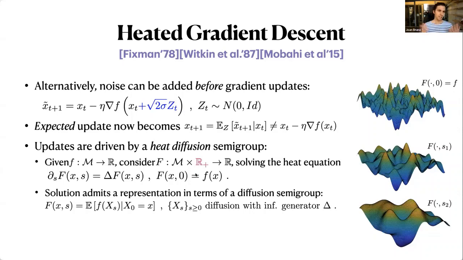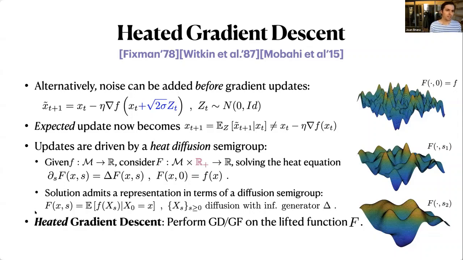So what does this capital F look like? At zero temperature, it looks like my original function. But as I increase this value s, it applies a diffusion, a kind of smoothing. And we can actually represent this solution as an expectation with respect to a diffusion process, which, in technical terms, has the Laplacian as its associated infinitesimal generator. So what is the heated gradient descent in this framework? Instead of just navigating the landscape at the top, you can navigate the landscape at different temperatures, at different s.